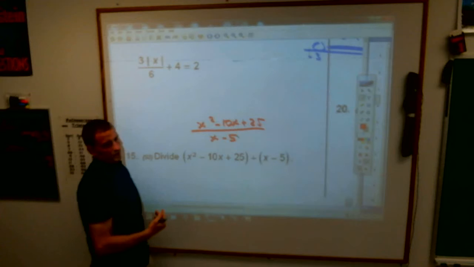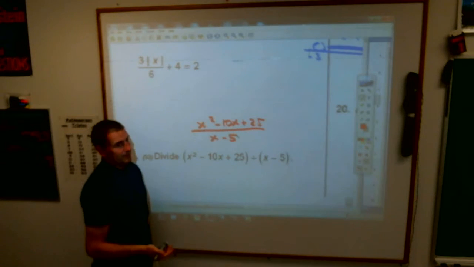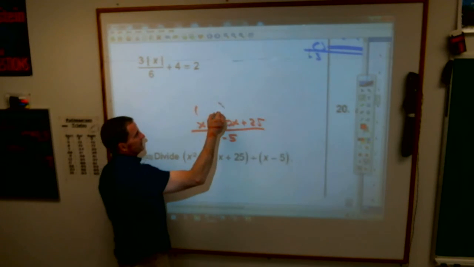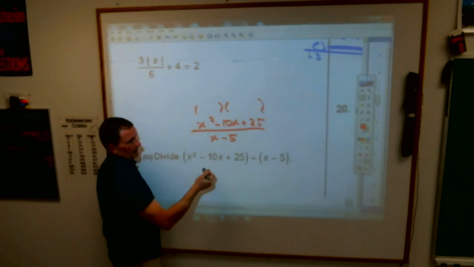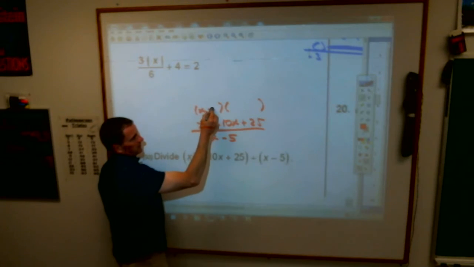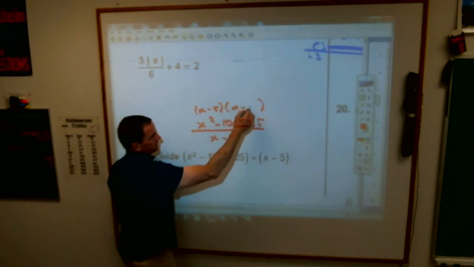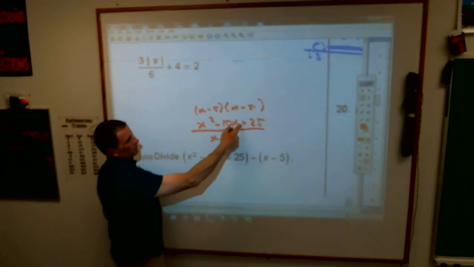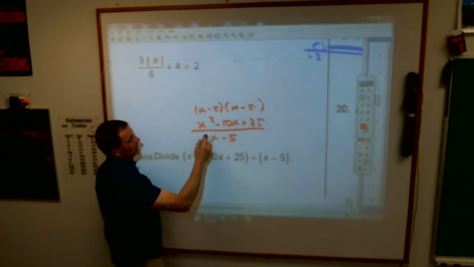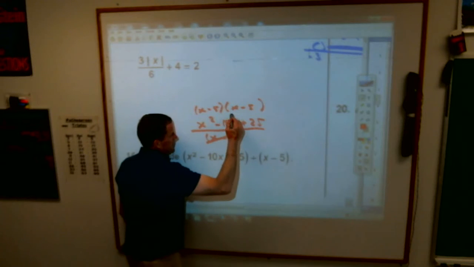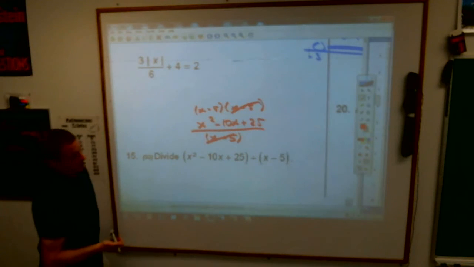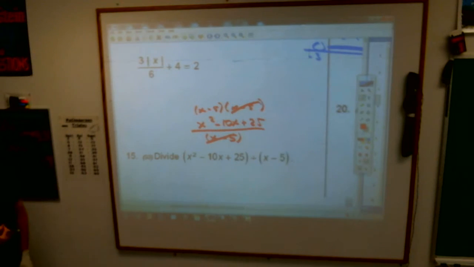So you can't get anything to cross off unless you have an x minus 5 on top. Well, when I factor this, guess what I get? This is x minus 5 times x minus 5. 5 times 5 gives you 25, added together gives you minus 10. And then bam, we cross this off here. And that's where the x minus 5 comes from. But you cannot be guaranteed that that's going to work out tomorrow, so you really need to know how to do it the long division way.